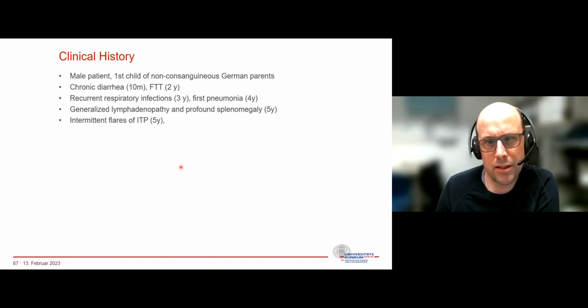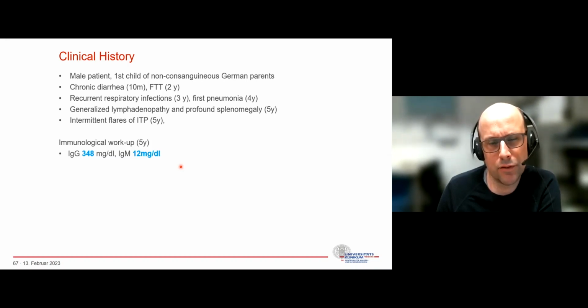His history of disease started at 10 months when he developed diarrhea that was then chronic and resulted in failure to thrive. He then developed recurrent respiratory infections that also got worse and resulted in the first inpatient pneumonia at 4 years of age. He then developed generalized lymphadenopathy and profound splenomegaly at 5 years, and at the same time he also experienced intermittent flares of ITP.